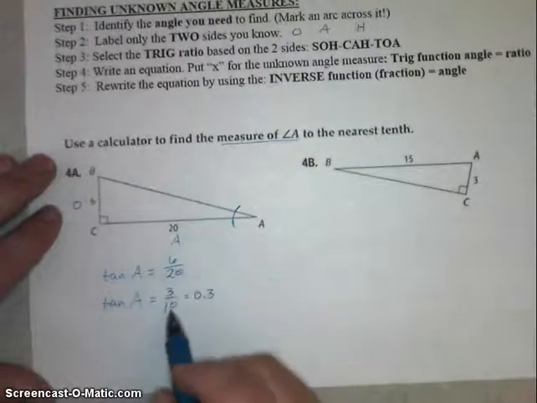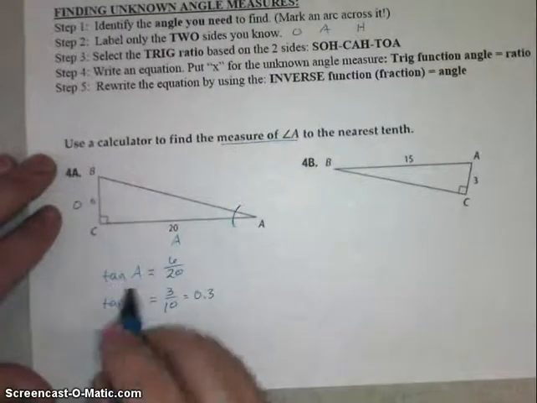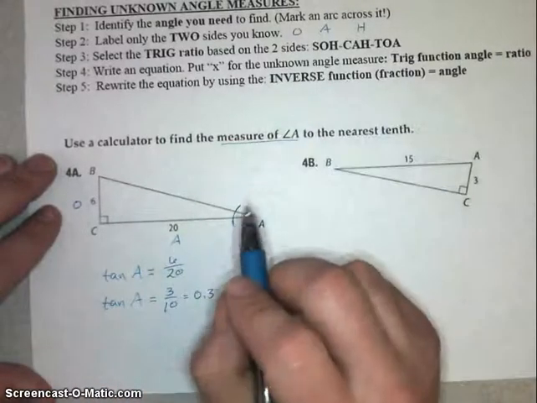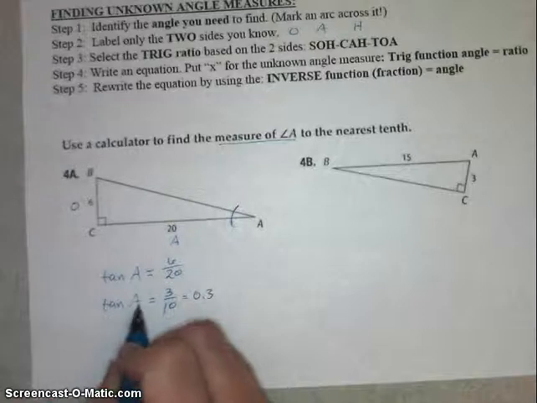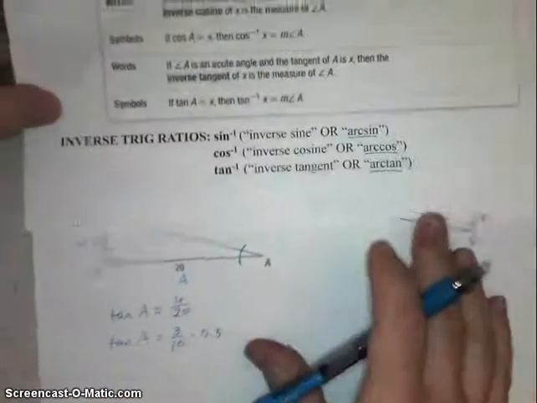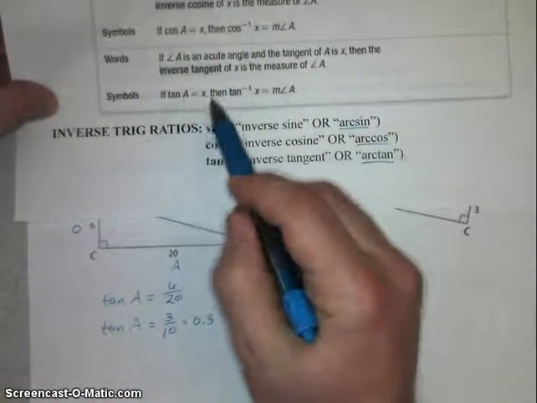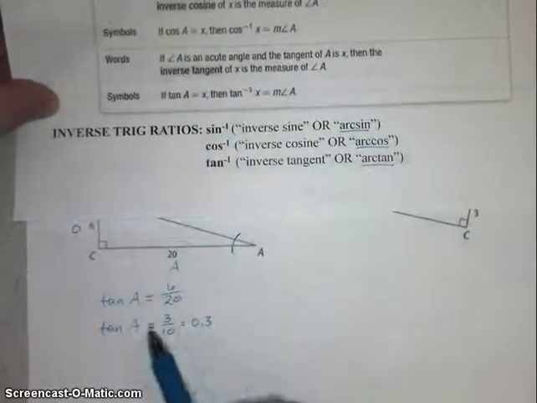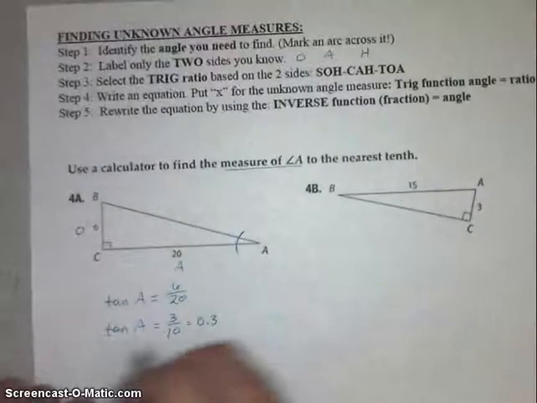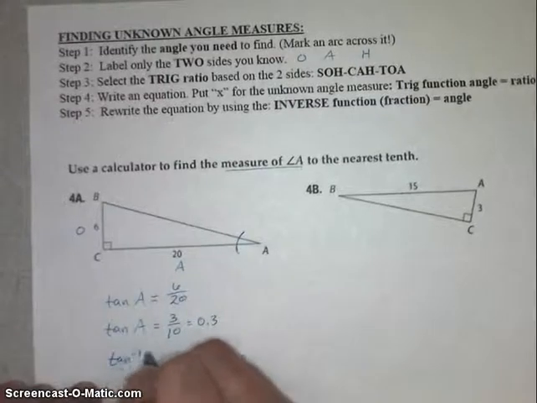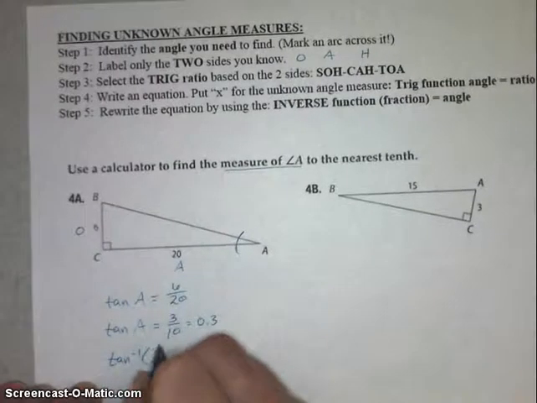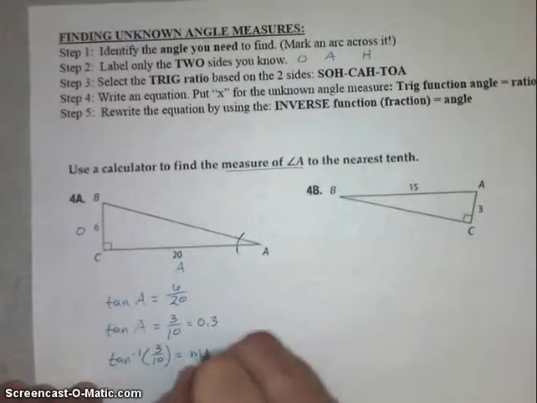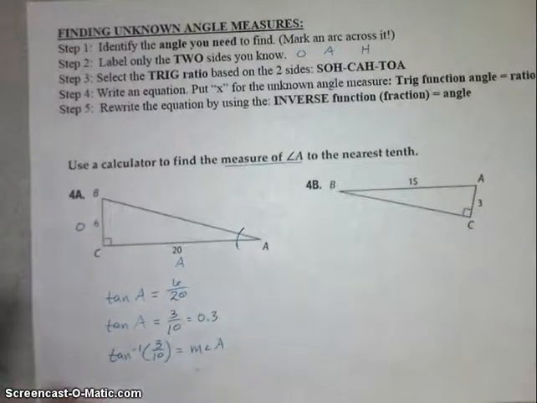Okay, since we want to find the measure of angle A, what we would do then is rewrite the equation using the inverse trig function. If the tangent of A equals that ratio, 3 over 10, then the inverse tangent of that ratio equals the measure of angle A. So we're going to switch this around and say the inverse tangent, not of A, of 3 over 10, or 0.3 if you want to write it that way, equals the measure of angle A. And then all I have to do is put that in my calculator using the inverse button.